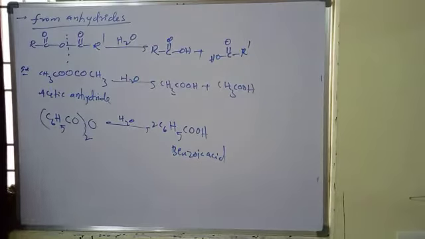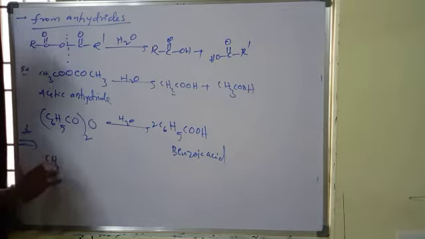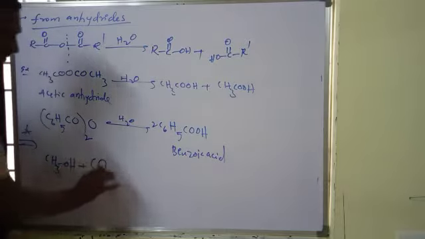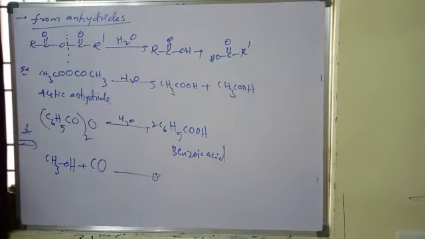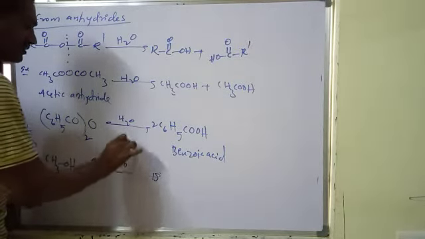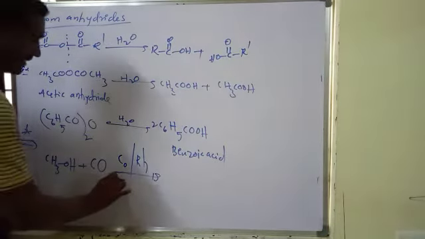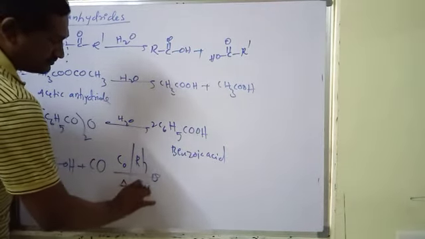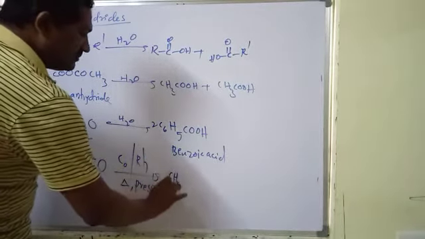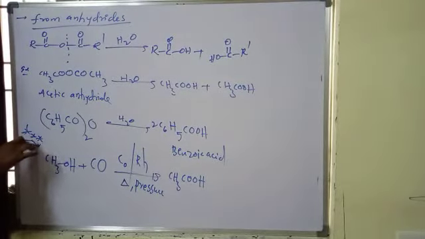Next, acetic acid prepared from other methods. These are also important. Methanol reacts with carbon monoxide in the presence of cobalt or rhodium at high temperature and pressure, and simply acetic acid is formed. This is a very important method. These are industrial methods.